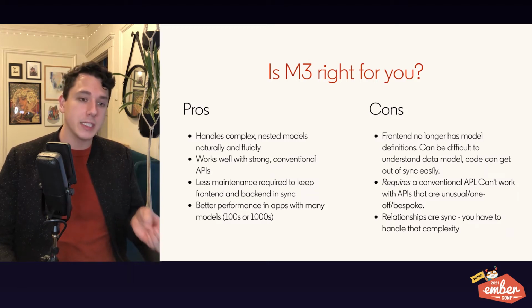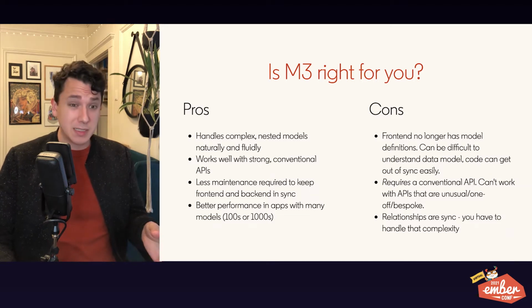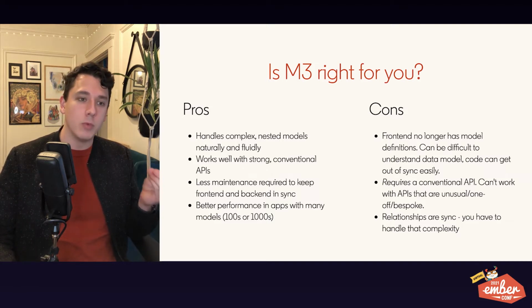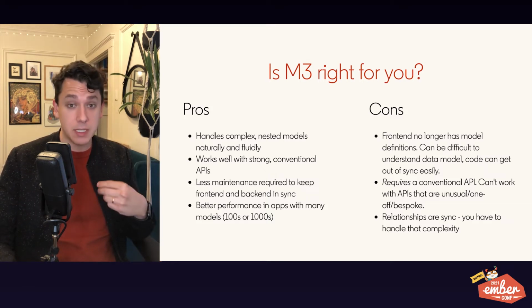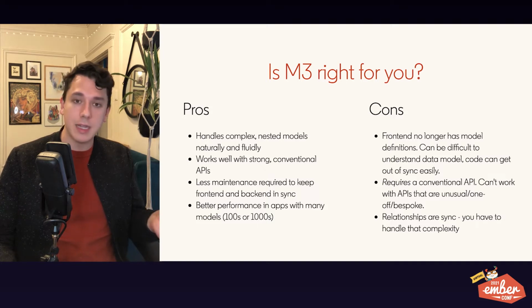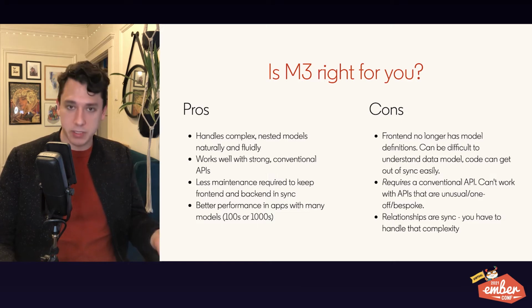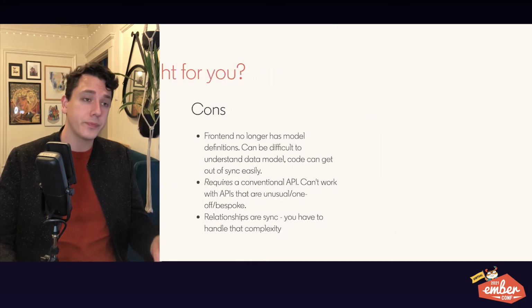Finally, M3 really expects to load relationships synchronously when you access them. What this means is that there's no promise API for loading a belongs to or has many only when you need it. If you want to do that, you have to make sure that those relationships are loaded ahead of time yourself. So you either have to include that logic in your route or you have to absorb it somewhere else yourself. And that can be a little bit of complexity to add to your data layer.